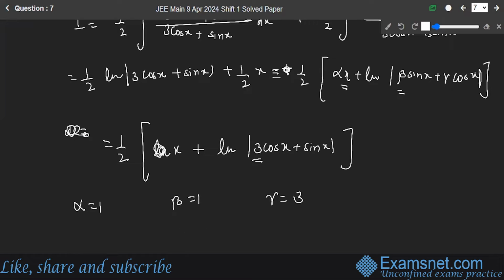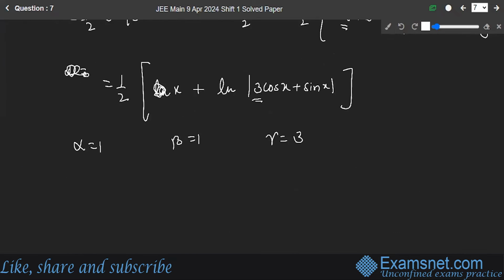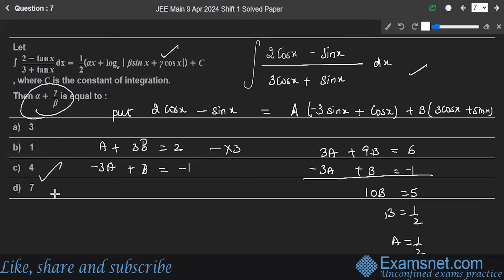And what you had to find out in the question was alpha plus gamma upon beta. So this is 1 plus 3 upon 1, which is equal to 4. This is the answer to the question. Option C is the correct answer. Hope you understood that. Let's move to the next question.